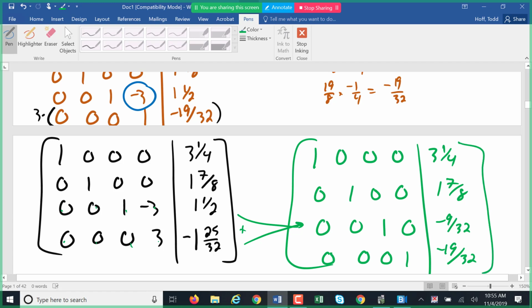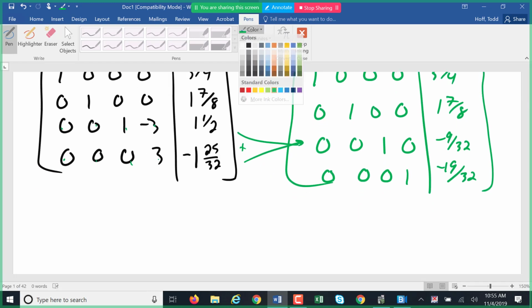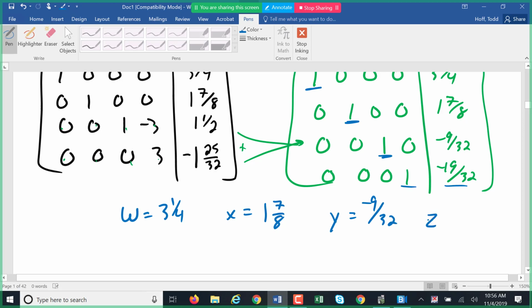That is a lot of numbers, a lot of rewriting numbers. Notice even I had to be careful. I rewrote a couple of them incorrectly at times. But what this is telling me, this is W position. W equals 3 1/4. This is the X position. X equals 1 7/8. This is the Y position. Y equals -9 32nds. And the Z position. Z equals -19 32nds.